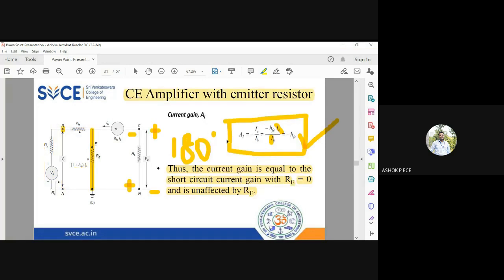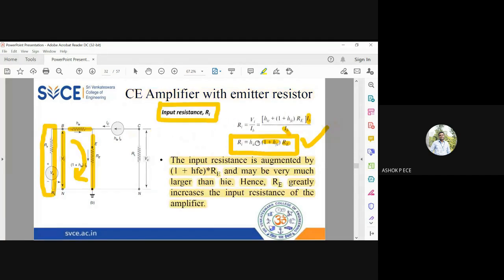So the first parameter we have seen is current gain. Current gain is very simple, minus hFE. The second parameter we have derived is the input resistance Ri. The input resistance Ri is going to be hie plus (1 plus hFE) into Re. The second term comes purely because of the addition of the emitter resistance Re. Any queries you have regarding input resistance, you can ask.